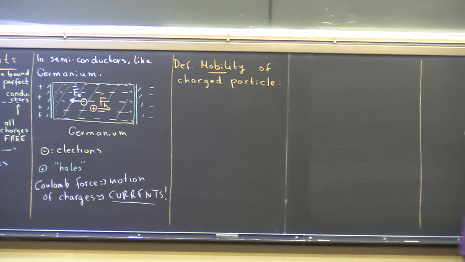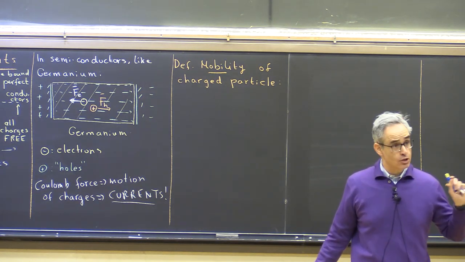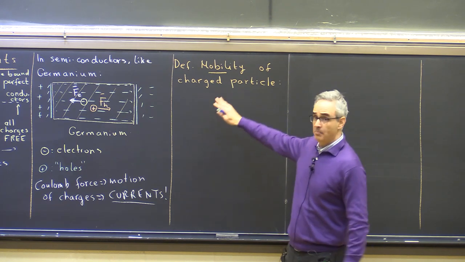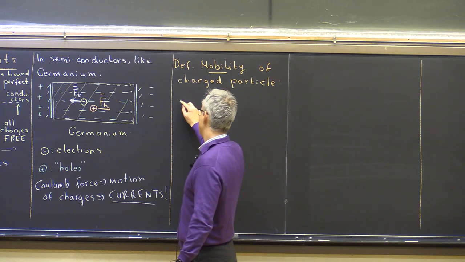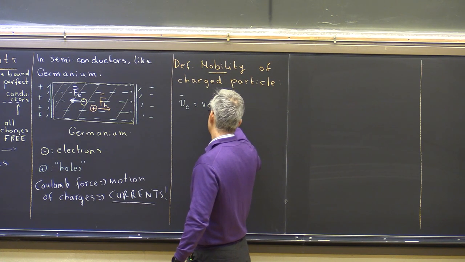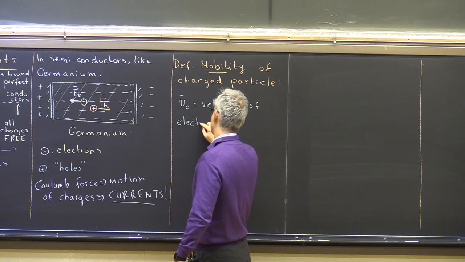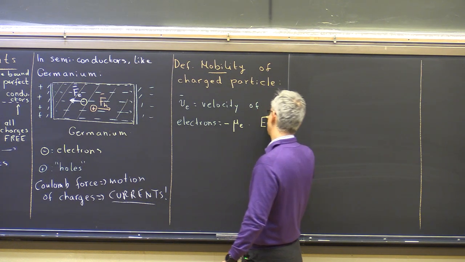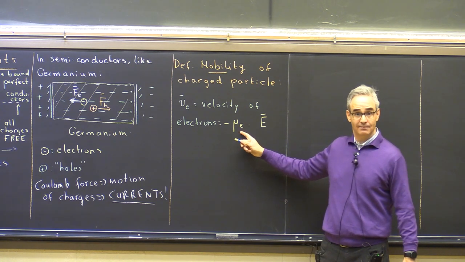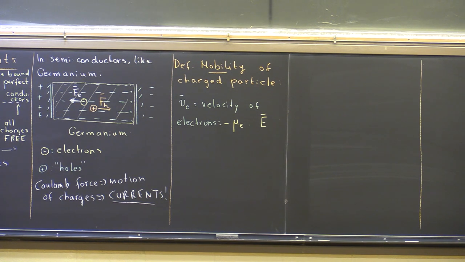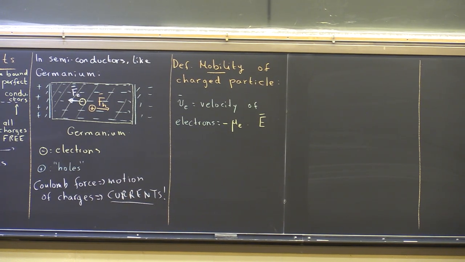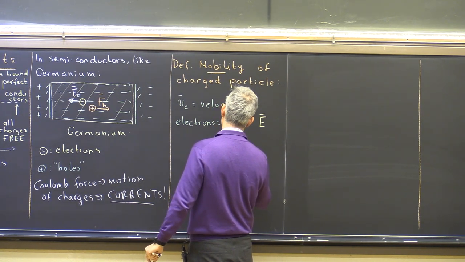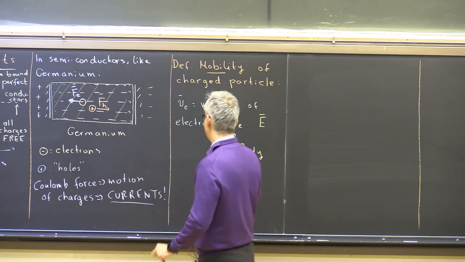This velocity will be proportional to the electric field, and the proportionality constant is what we call the mobility. Depending on the type of the charge, and overall the crystal, there will be a different mobility of these particles. For example, the velocity of the electrons is minus electron mobility times the electric field. We know that the velocity will be opposite to the field, and that proportionality constant, which gives you the ratio between the velocity and the field strength, is what we call the electron mobility. And likewise, we will have a mobility for the holes.